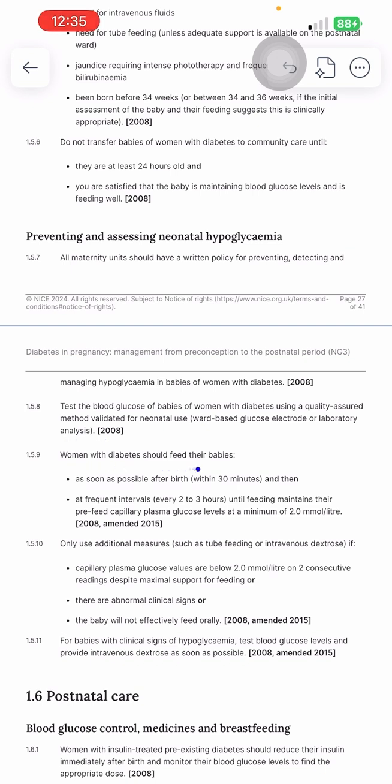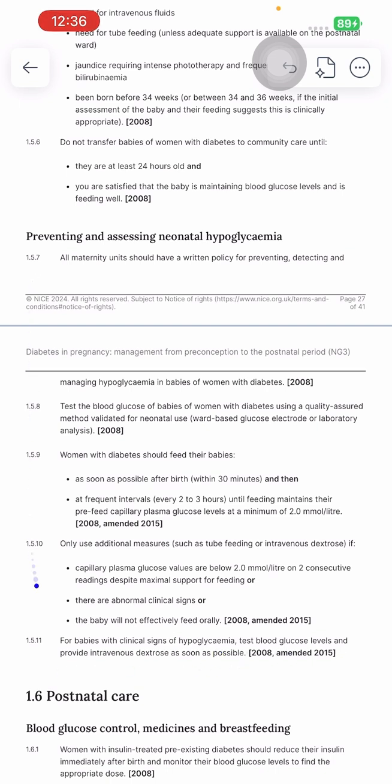And women with diabetes should be advised to feed their babies as soon as possible after birth, within 30 minutes, and then at frequent intervals, every 2 to 3 hours, until the pre-feed capillary glucose is maintained at a minimum of 2 millimole per liter. Use additional methods such as tube feeding or IV dextrose if capillary blood glucose levels are below 2, or on 2 consecutive readings despite maximal support for feeding, or if there are abnormal clinical signs and the baby will not feed effectively orally. For babies with clinical signs of hypoglycemia, test the blood glucose level and provide IV dextrose as soon as possible.